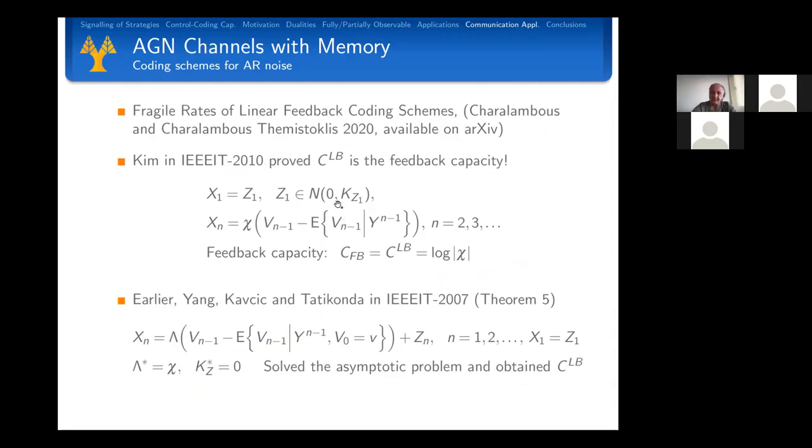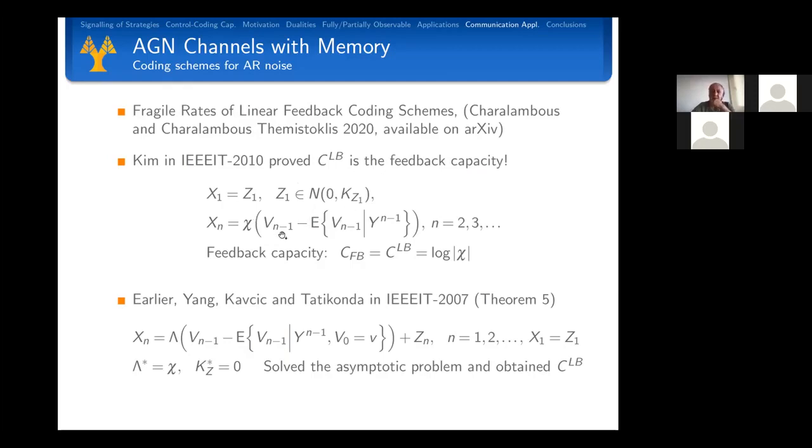Here is the strategy that is used by Kim in his paper to re-derive Batman's lower bound and to show is the feedback capacity. The peculiar thing about this strategy is using a time-varying strategy. At time 1, he sends a random variable, but then the rest of the times there's nothing sent. So in his case, X will not go to infinity, of course. He doesn't have that issue because of this.